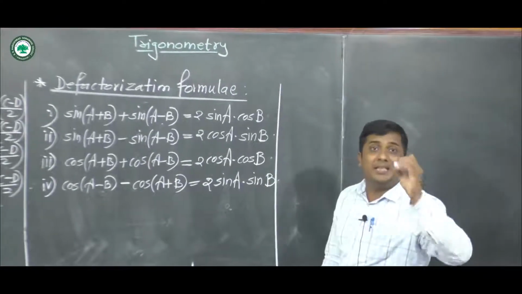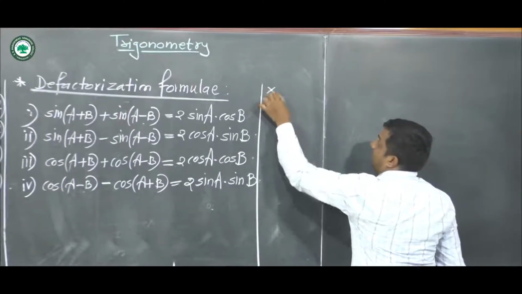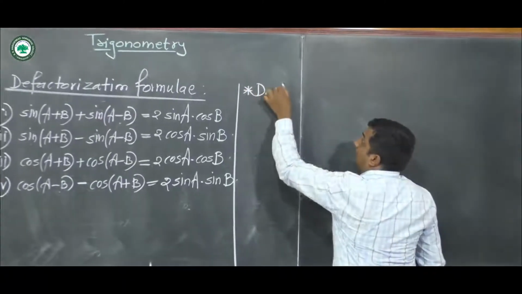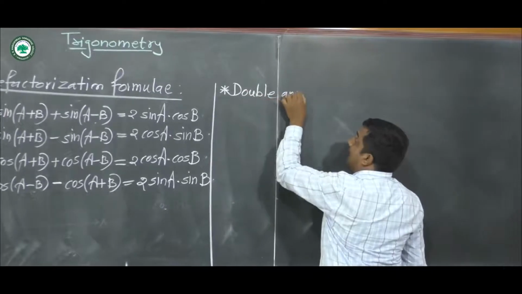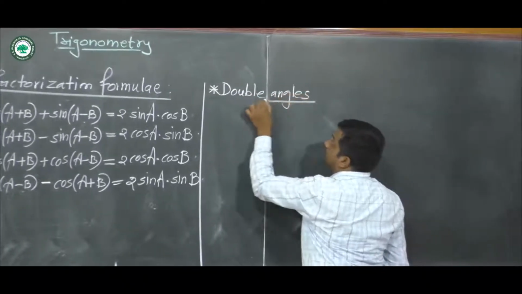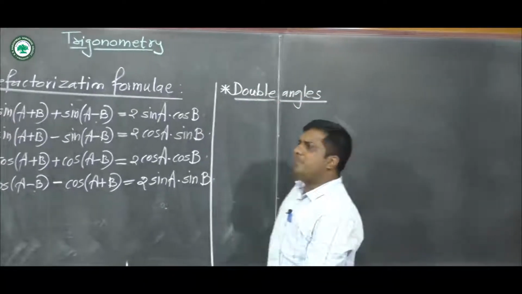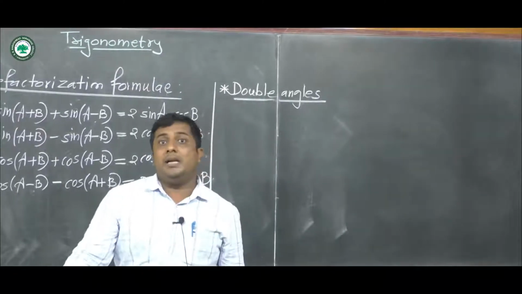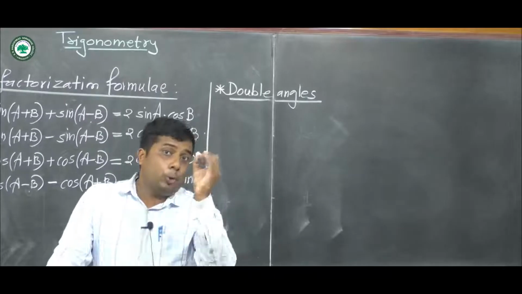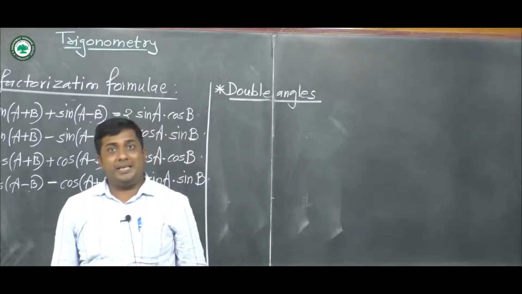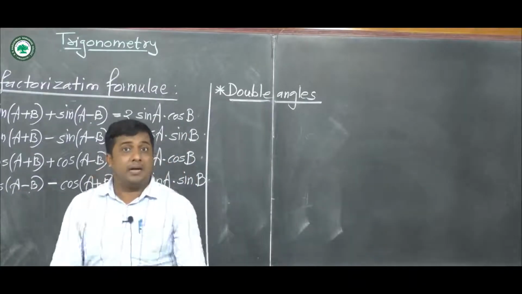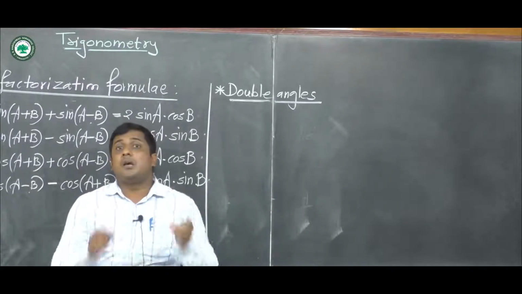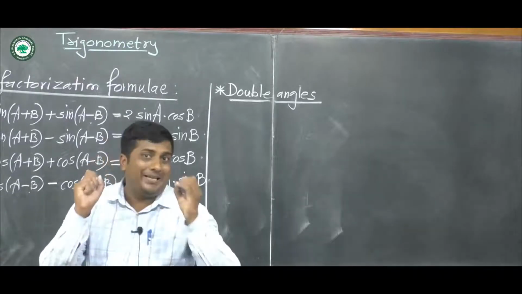Formulae related with the double angles. Double angle means if theta is the given angle, then double angle for this theta is 2 theta. Double angle for the given theta is 2 theta. So here we consider formulae related with the 2 theta.